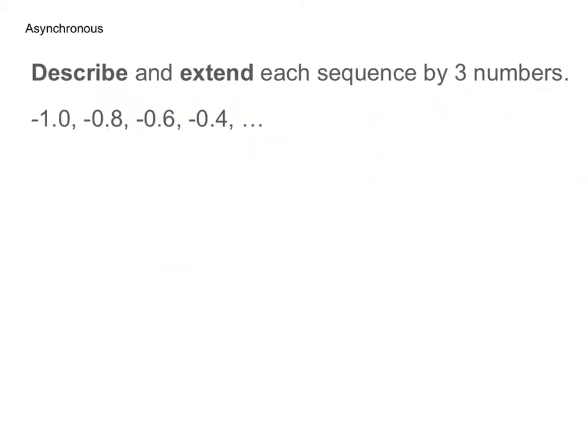Okay, looking at this one, we do need to describe and extend again by 3 numbers. So let's see what our pattern is first. So I'm going from negative 1 to a negative 0.8. So I'm actually becoming more positive. So you got to be careful on this one. So I'm actually adding 0.2 because, if you think about it, you're on the number line.